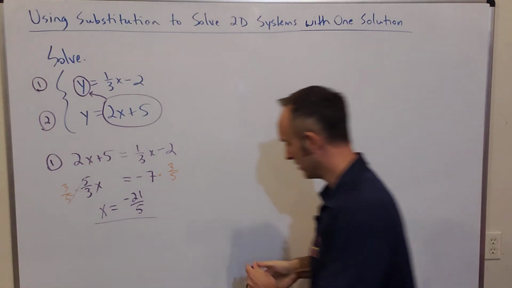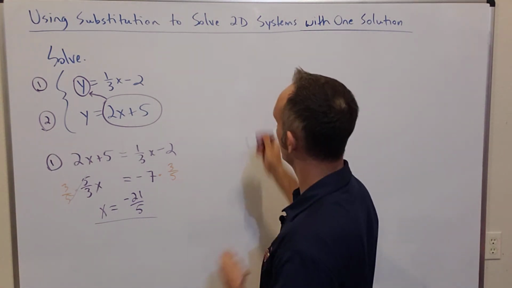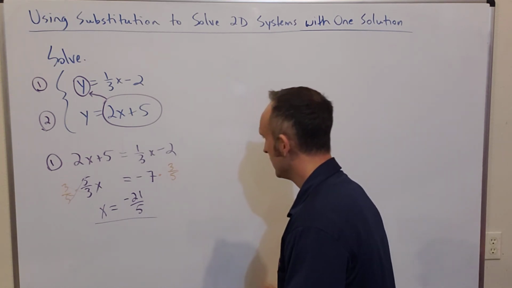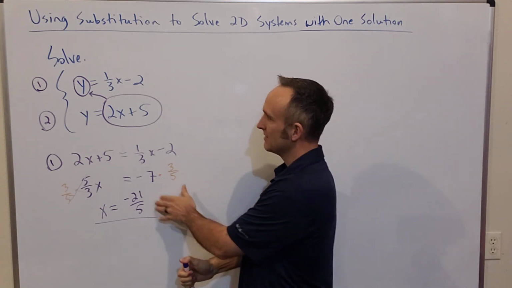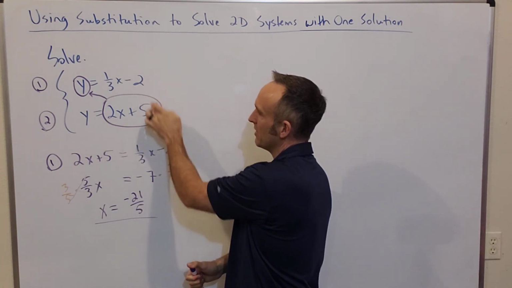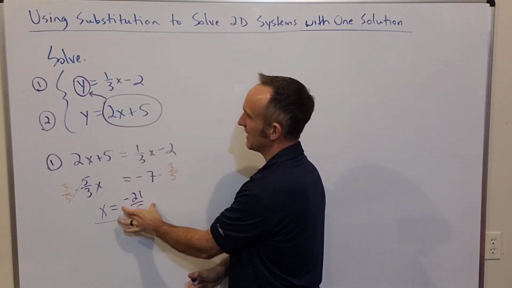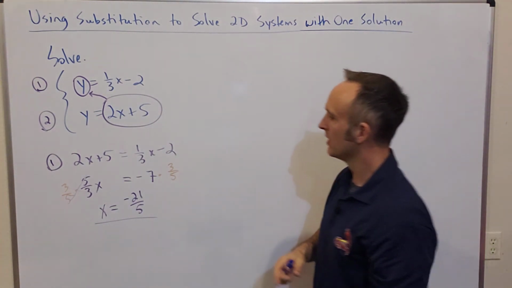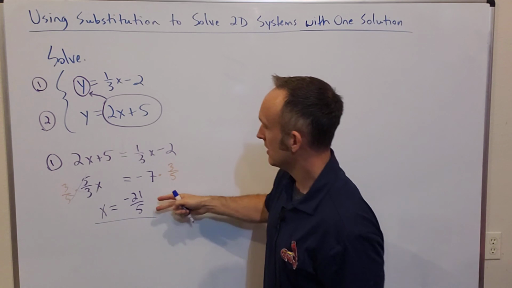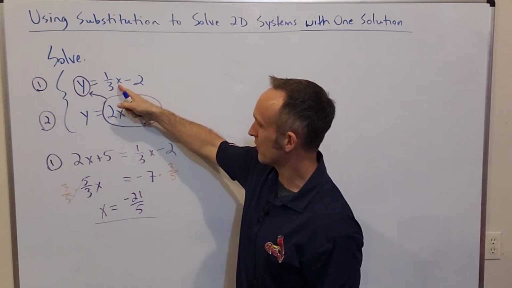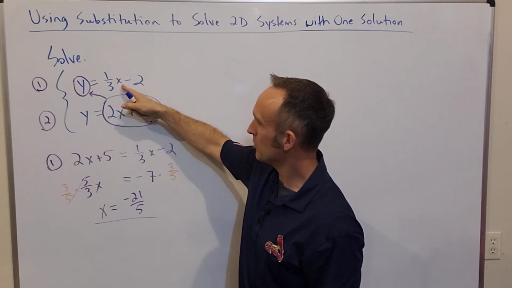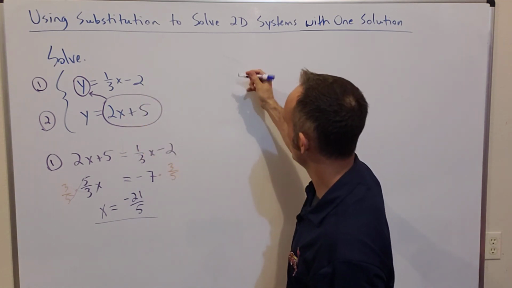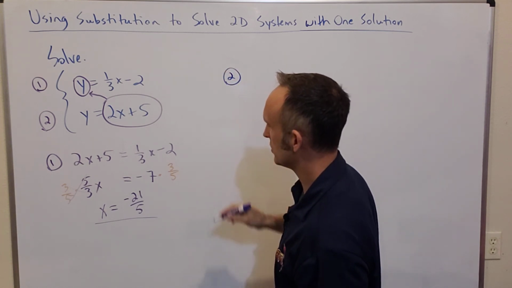Now let's go on to find our y. If I want to find y, since both of these equations have y by themselves, I can plug this x into either one and I will get the same answer. Try it out for yourself. However, I see that equation 1 has a fraction in it. So I'm going to avoid equation 1 and I'm going to plug back into equation 2.